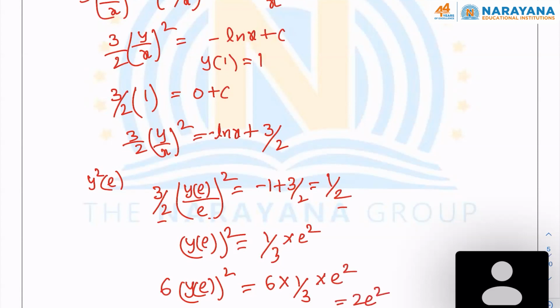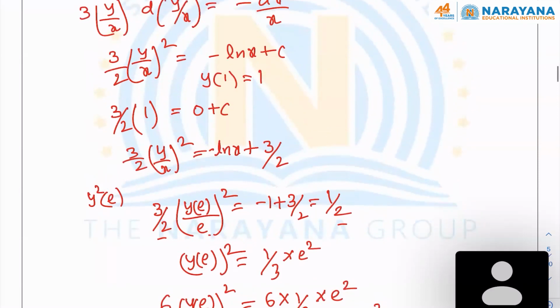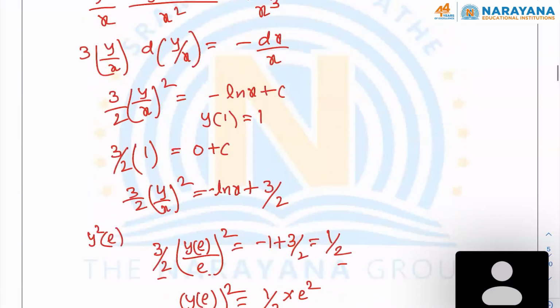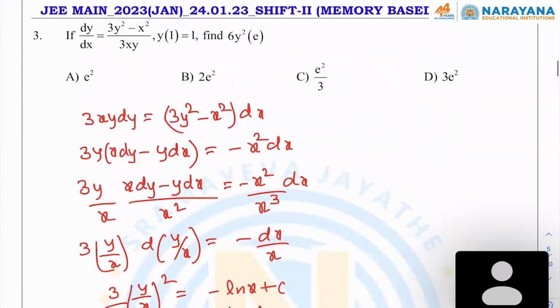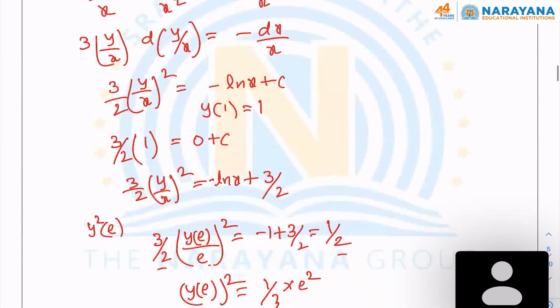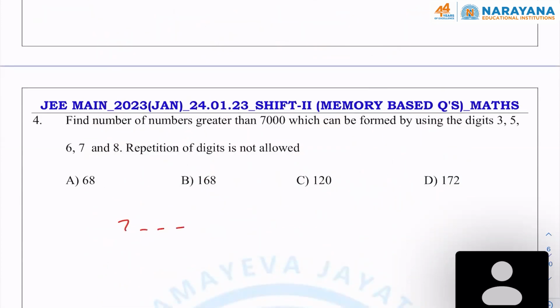Next question. It's a question on PNC. Find the number of numbers greater than 7,000 which can be formed by using the digits 3, 5, 6, 7, 8. And here the repetition of digits is not allowed. So numbers greater than 7,000 means, first I want to find all the 4-digit numbers which are starting with 7. So here we have 3 digits. This digit can be filled with any 4 of the digits remaining, 3, 5, 6, 8.